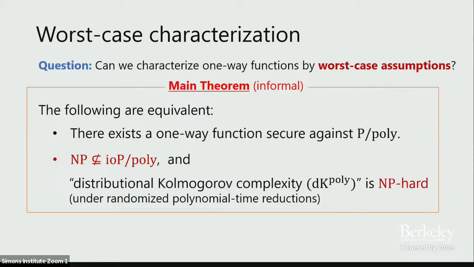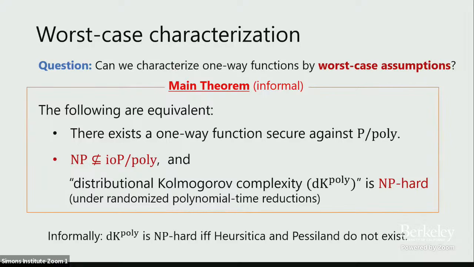Remember that the notion of NP-hardness is defined in terms of worst-case complexity. So these two assumptions are worst-case complexity. On the other hand, a one-way function is defined by using the average-case hardness notion, and these are equivalent. So that's going to be the main theorem I'd like to talk to you about today.